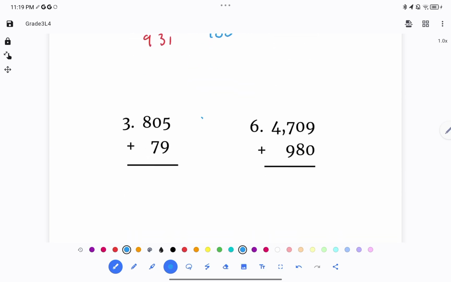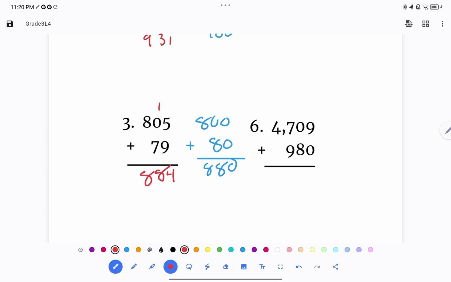3. Well, we round 805 to 800 since it's closer to 800 than it is to 900, and we round 79 to 80 since it's closer to 80 than it is to 70. So we get 880. And just to double check our work, we can do this if you want. If you don't want to, you don't need to. 884 is pretty close to 880, so yeah.